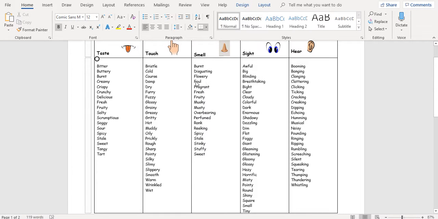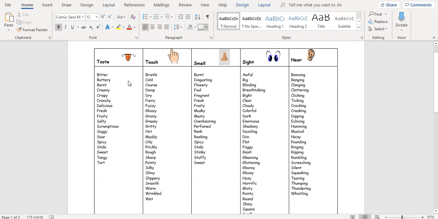All right, today we're going to be looking at how to write a paragraph that incorporates our senses. So we've got 5 senses that we generally speak of, which is our taste, our touch, our smell, our sight, and our hearing sense, so our ears.